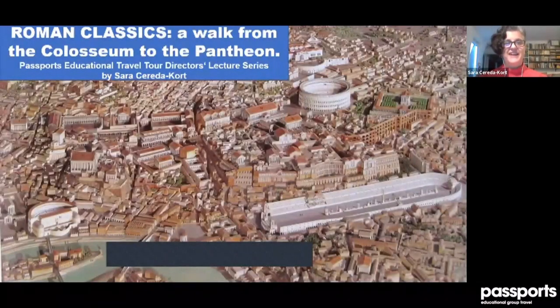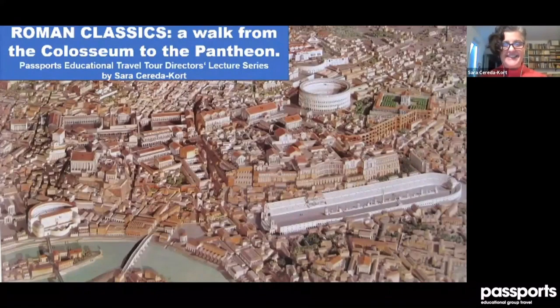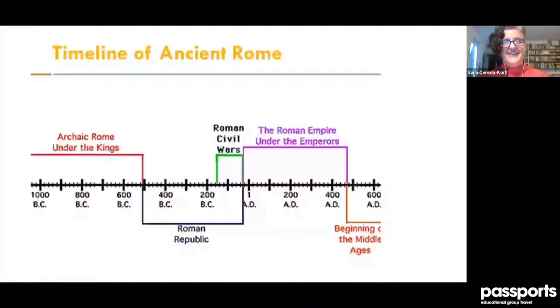Welcome to this walk from the Colosseum to the Pantheon. We are in Rome virtually, and as you can see from this first picture, a reconstruction of how ancient central Rome looked like, probably, and the amazing Colosseum building you can see up to the right-hand side.